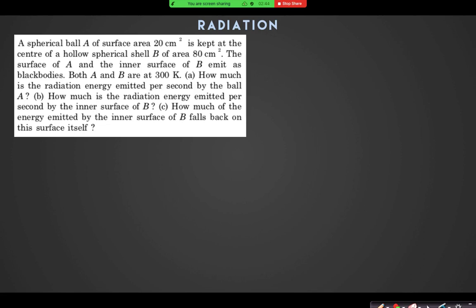Alright, this question we have not done. A spherical ball, surface area. We have not done this one, right? No, sir, not done in the class. I have given it as your homework, right? Okay.